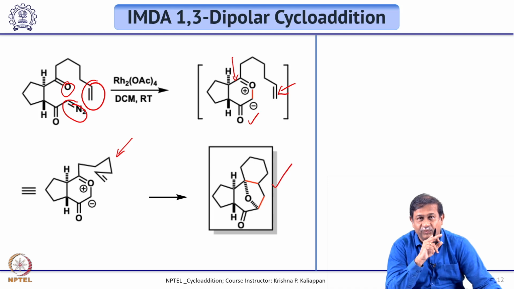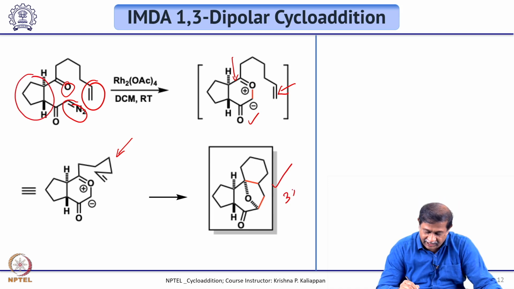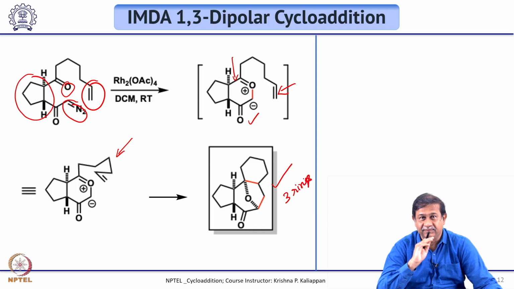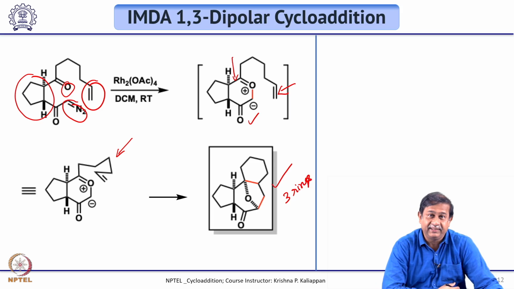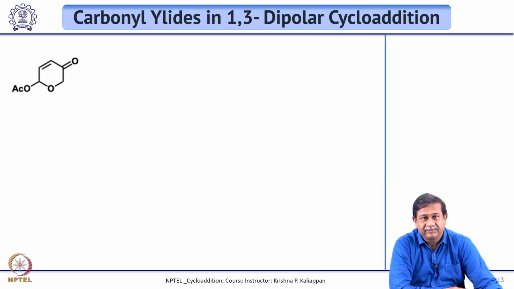Okay. Starting with one ring, now we have added 3 more rings in one step with formation of carbonyl ylide followed by 1,3-dipolar cycloaddition. You can introduce 3 rings in one step. Can this be extended further?